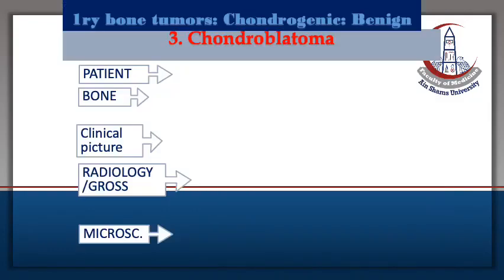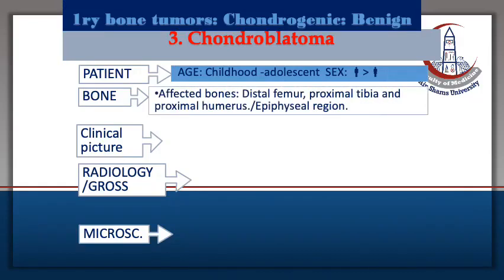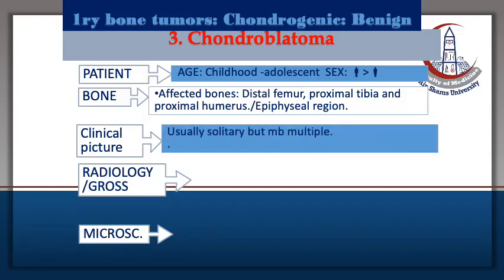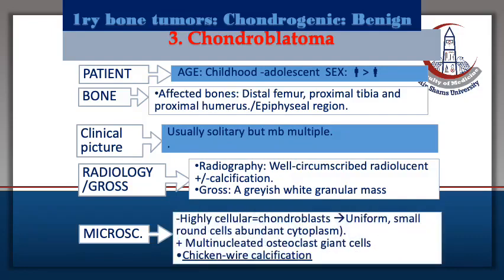The third benign cartilage-forming tumor is called chondroblastoma. It appears in the young age group, and it affects the distal femur, proximal tibia, or proximal humerus in the epiphyseal region. It's usually solitary, and it is a well-circumscribed radiolucent lesion with calcification. Under the microscope, it is highly cellular with multinucleated giant cells, and the most important feature is the chicken wire calcification.